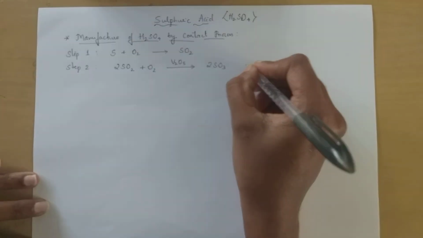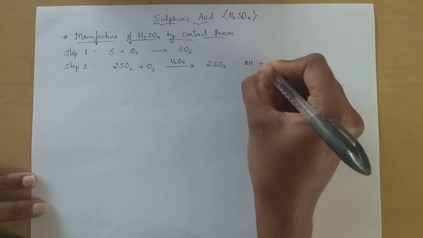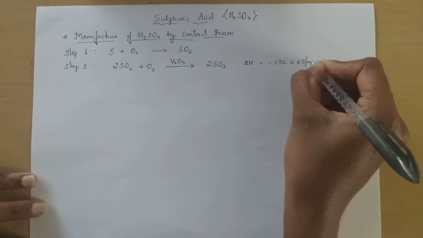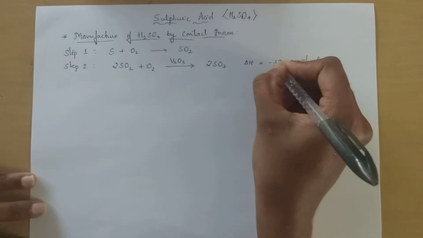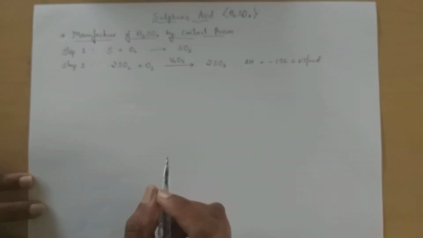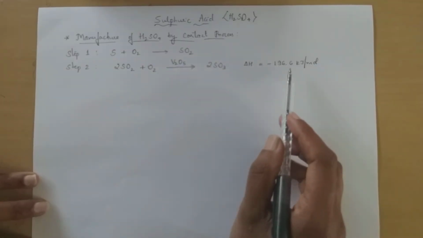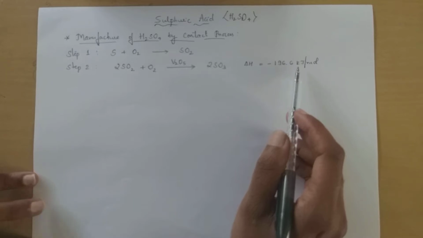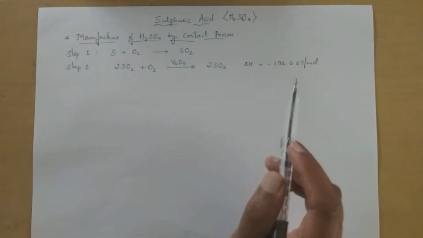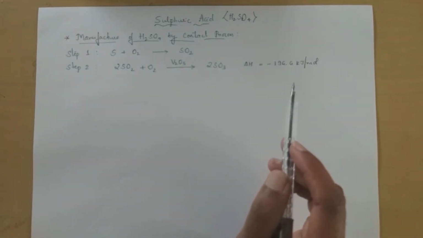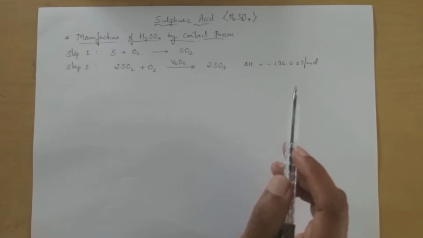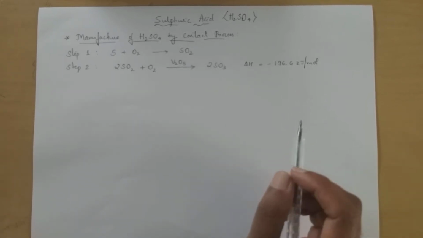Here we have a delta H value of minus 196.6 kilojoule per mole. As you already know, delta H is the enthalpy of a reaction, that is minus 196.6 kilojoule per mole. Here minus refers to an exothermic reaction. So it is an exothermic reaction.